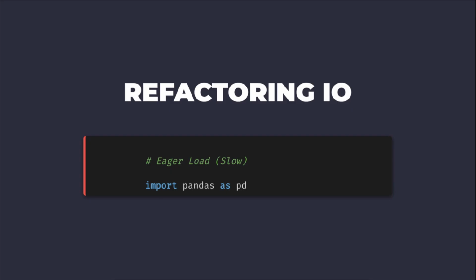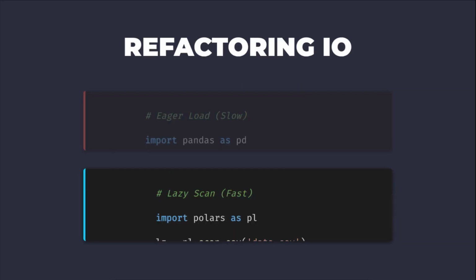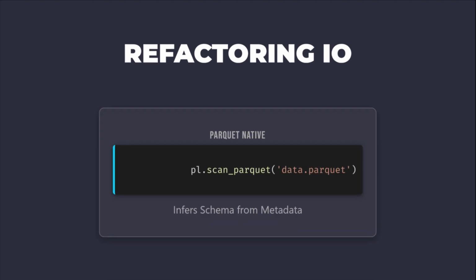Refactoring Pandas read.csv to Polars scan CSV is the first mandatory step. Instead of pd.read_csv("data.csv"), we use pl.scan_csv("data.csv"). The scan function returns a lazy frame, not an immediate data frame. This lazy frame is the foundation of the directed acyclic graph.